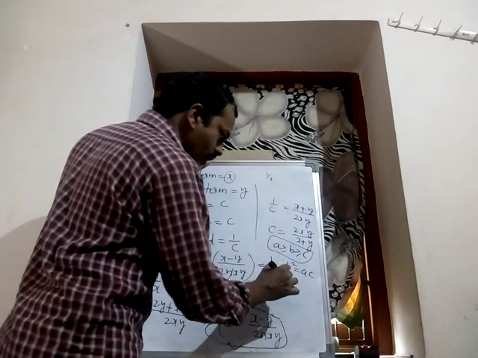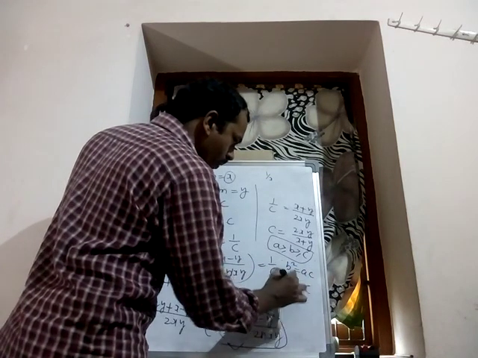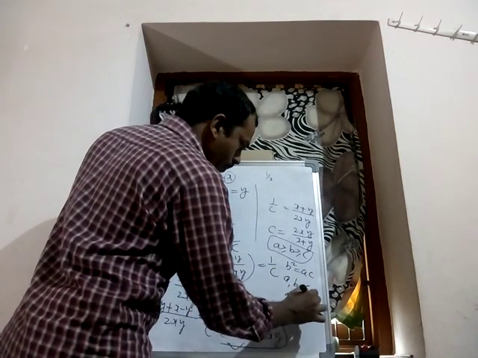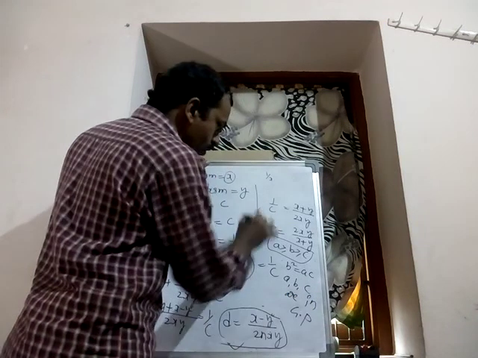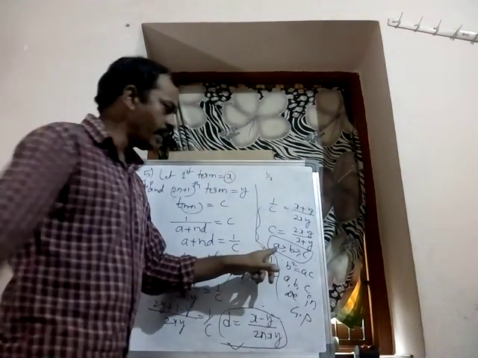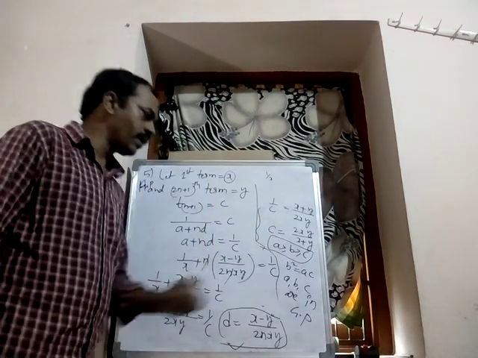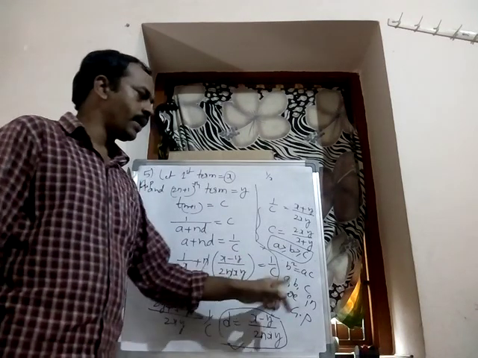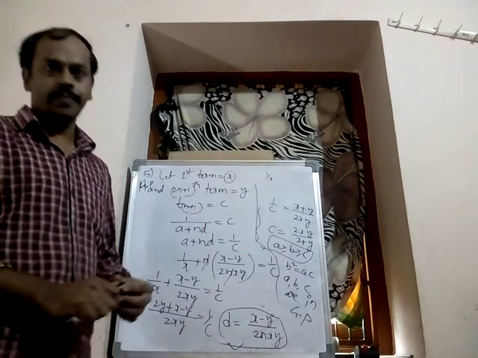If b square is equal to ac, it means a, b, c are in GP. So apply these properties: a greater than or equal to b greater than or equal to c, and b square is equal to ac, and a, b, c are in GP.